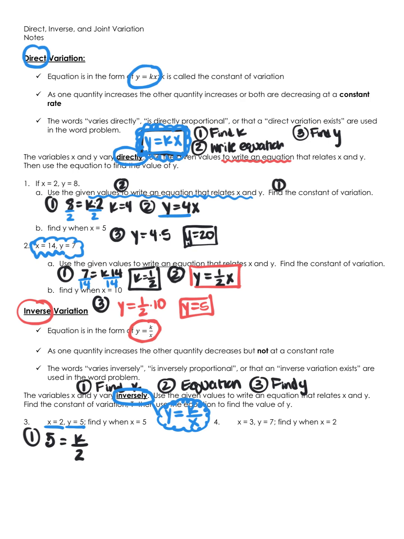Now how do I find k? Multiply by 2, right? Because we're dividing by 2. So to get rid of that, we're going to multiply both sides by 2. And we'll get k is equal to 10.